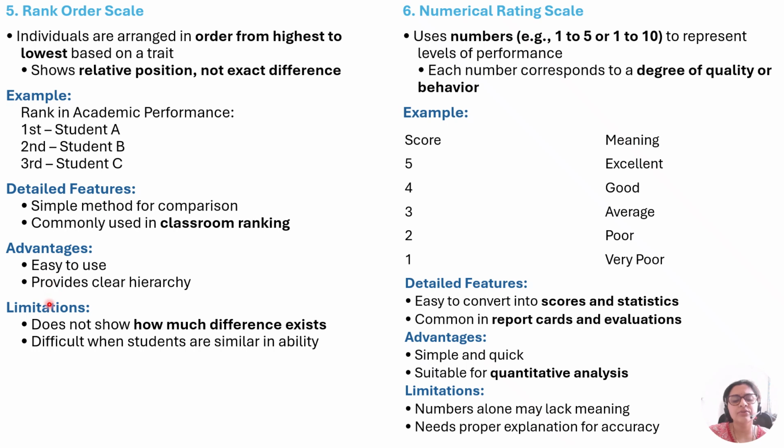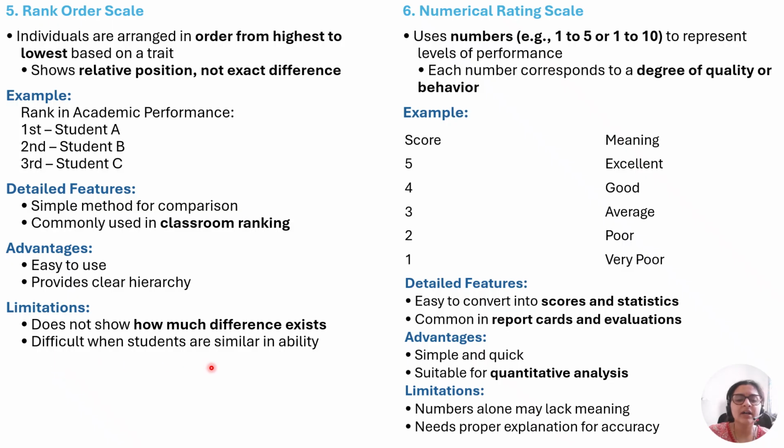Advantages: easy to use and provides clear hierarchy. Limitations: it does not show how much difference exists. Like, first rank is backed by student A, second rank is backed by student B. It shows the order, but it does not show how many marks A got more than B, how many marks B got more than C. That means it does not show how much the difference exists.